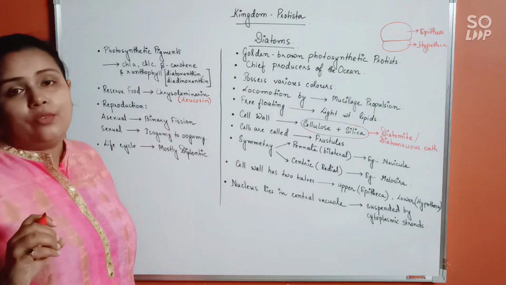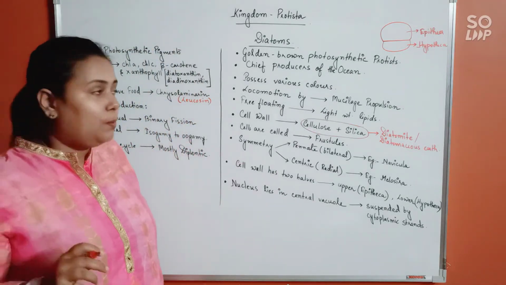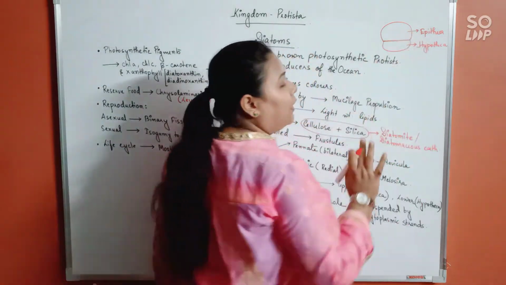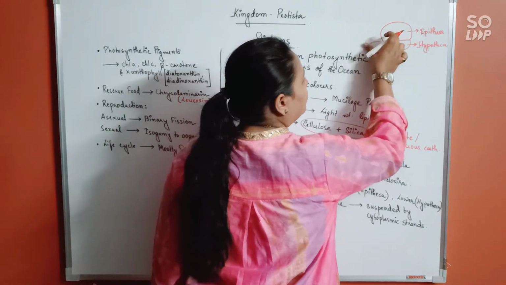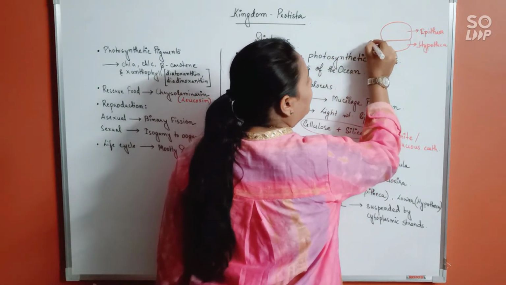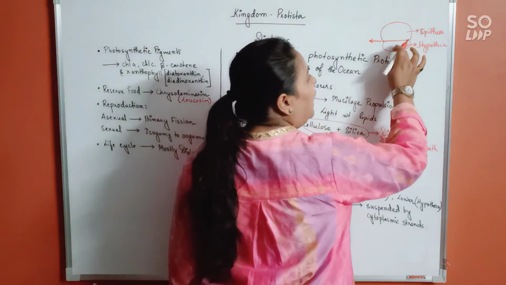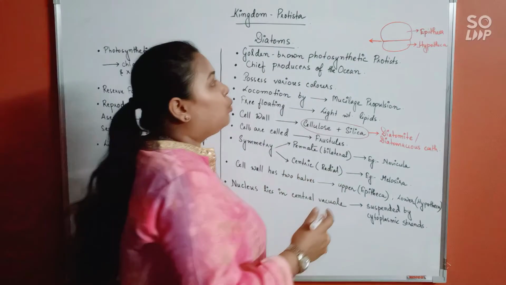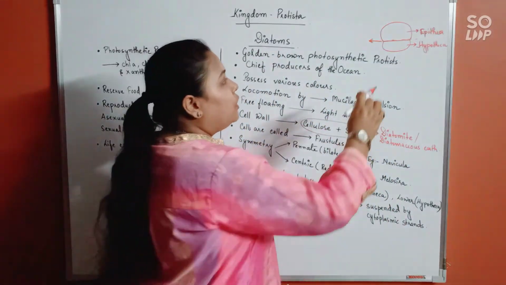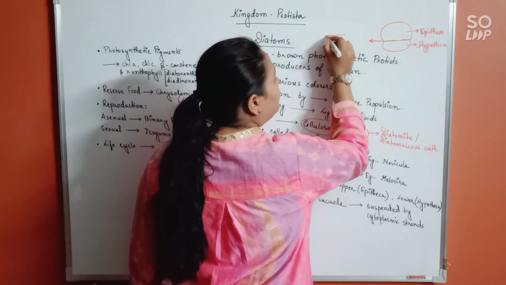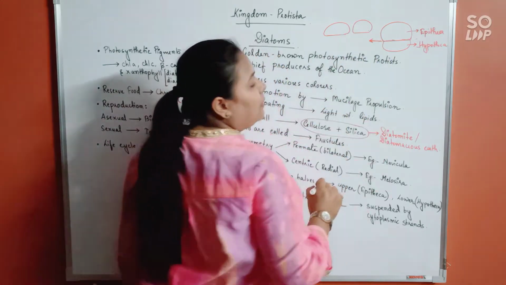Now, one very interesting thing. See, during the binary fission in diatoms, suppose this is the diatom that I have made, right? When binary fission occurs, the epitheca and hypotheca will separate out. Why? Because diatoms undergo transverse binary fission. So these two will separate. So this is the hypotheca, this is the epitheca, isn't it?